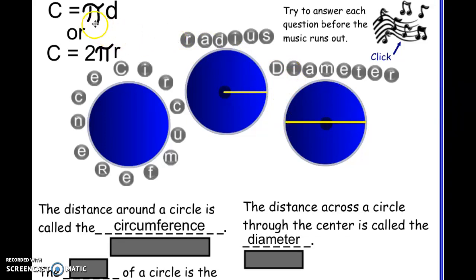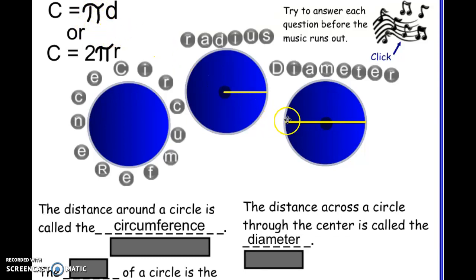And pi stands for the numbers 3.14. It's actually an infinite number. There's no end to it, but this is the symbol we use for it because it is infinite. We round it to 3.14.